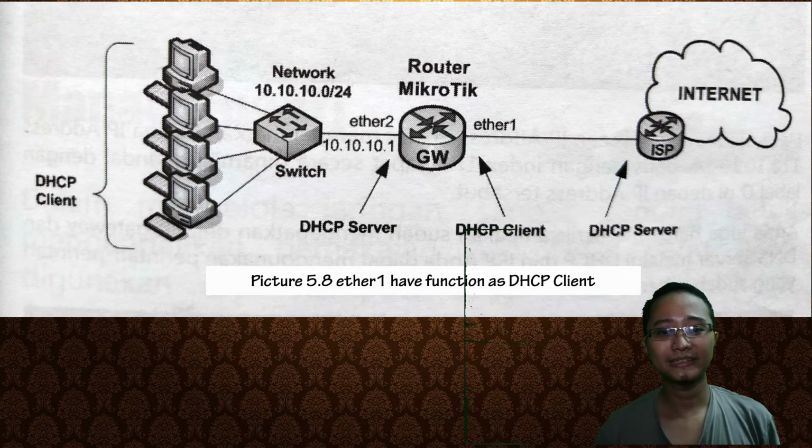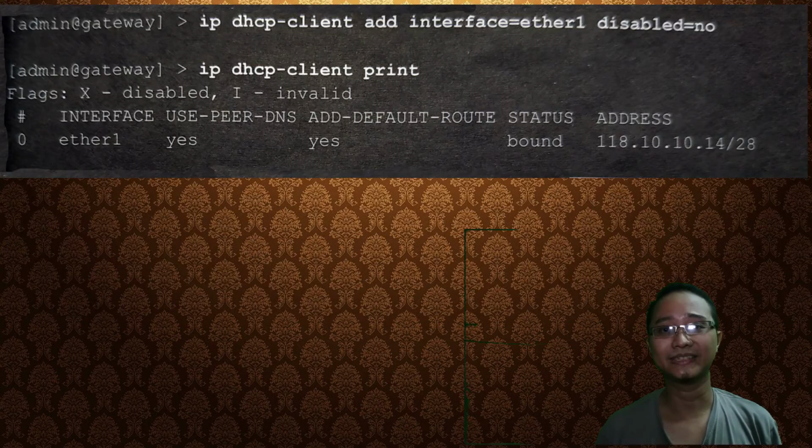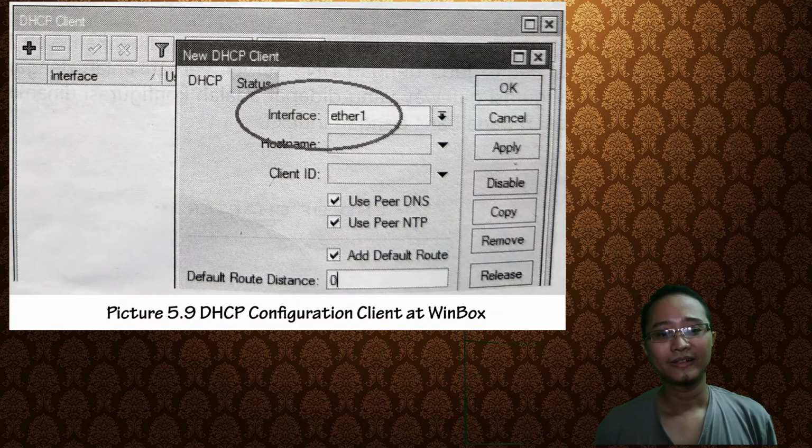The command that you can use to make ether1 a DHCP client is like this, okay? If you use Winbox, you can do it through the menu IP, then DHCP Client, and then the Add button, like in this capture. Okay, and for the next you must check whether interface ether1 got an IP address automatically from the ISP router. The command that you can use is like this.